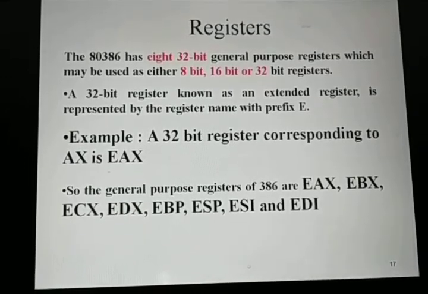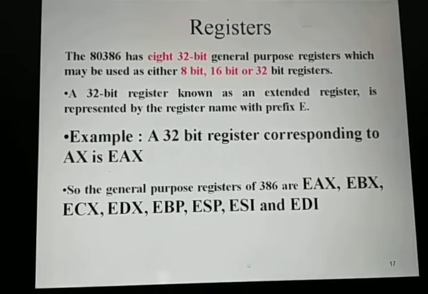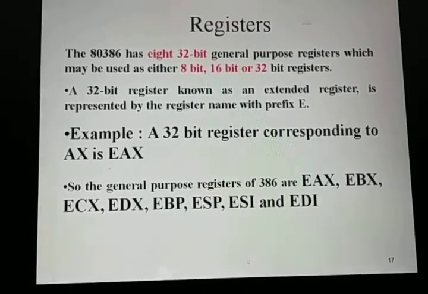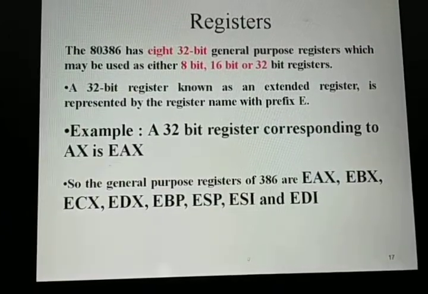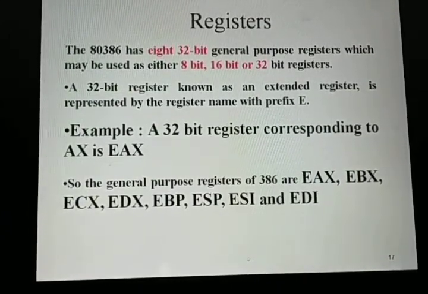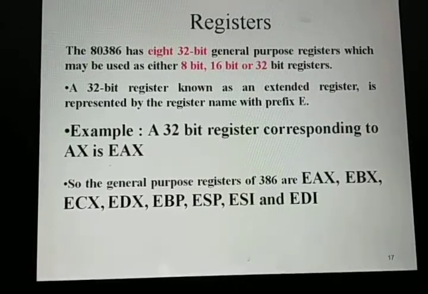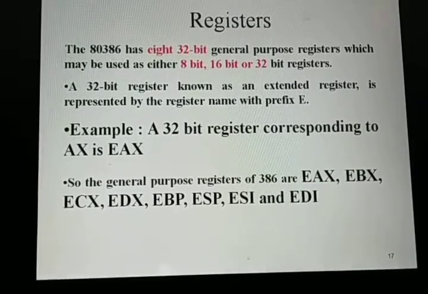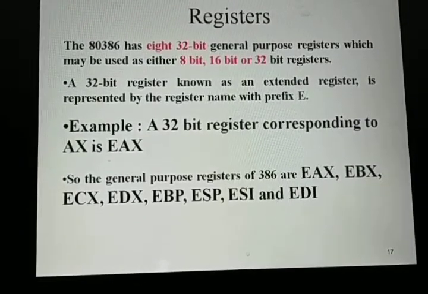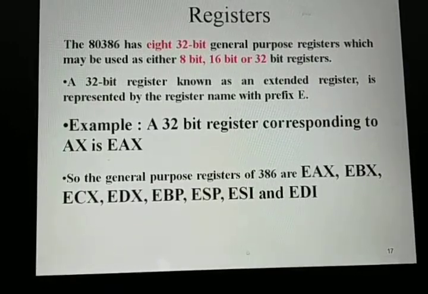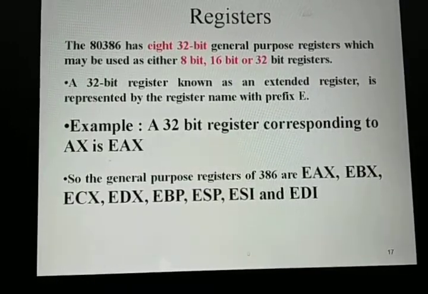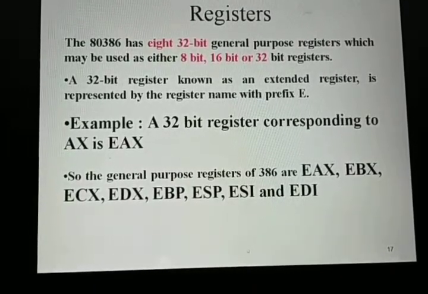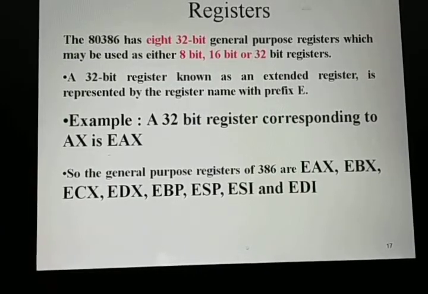Then for example your accumulator register. If you are talking about 16-bit, the 16-bit accumulator register is represented by AX. If you want to represent the 8-bit accumulator register, in that case you will represent it via AL or AH, meaning the lower part of the AX register or the higher part of the AX register. If you want to represent the 32-bit accumulator register, you will use the prefix capital E, so it is represented by EAX. So the extended version is used for representing a 32-bit register.